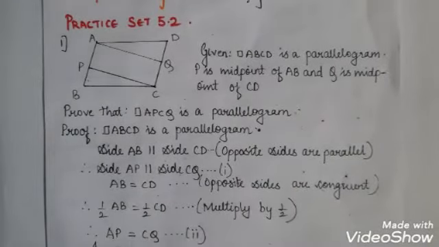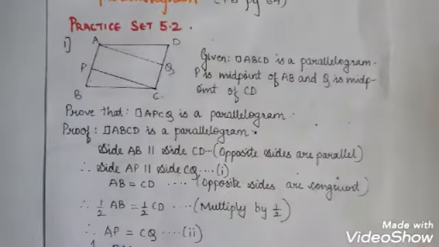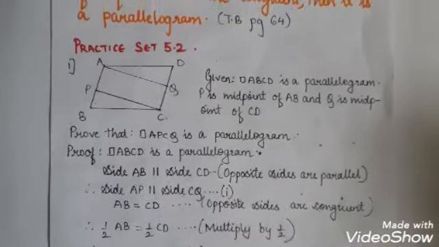First question, in your textbook page 67. In the given figure, ABCD is a parallelogram. They have already given to us that ABCD is a parallelogram. P and Q are the midpoints of sides AB and CD respectively. Prove that APCQ is a parallelogram. So you have to prove what? APCQ is a parallelogram. So we begin with the proof.